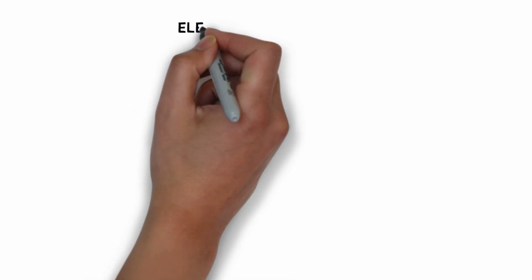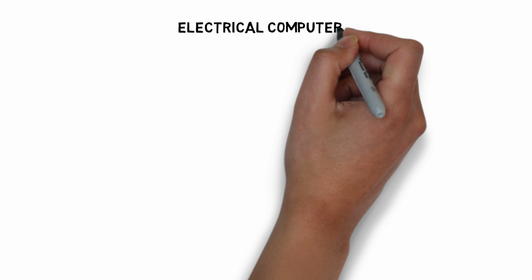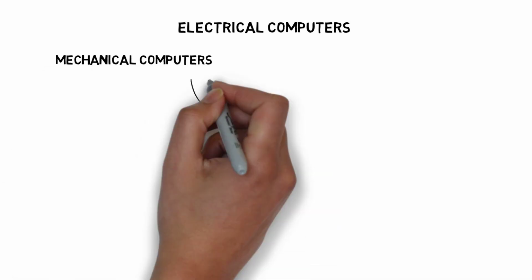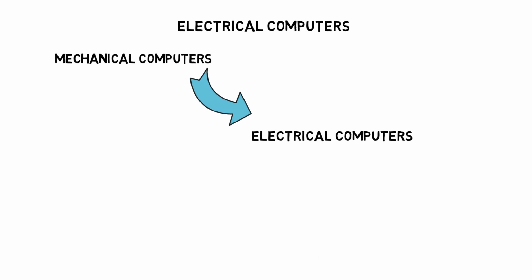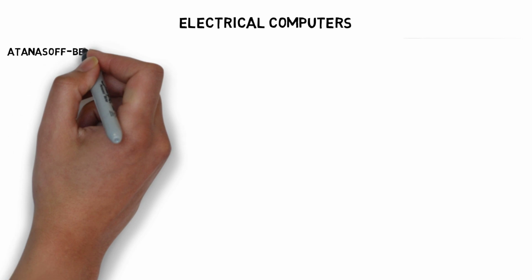Electrical computers. Electrical computers were the next step in the evolution of computing after mechanical computers. These computers used electrical components such as vacuum tubes and relays to perform calculations. Here are some notable examples of early electrical computers.